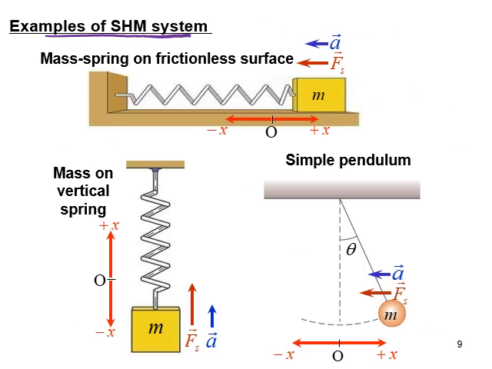These are examples of SHM system. The first system is mass spring moving horizontally on a frictionless surface. The second is also a mass spring system but moving vertically. And the last one is simple pendulum.